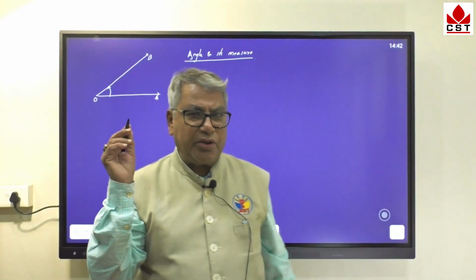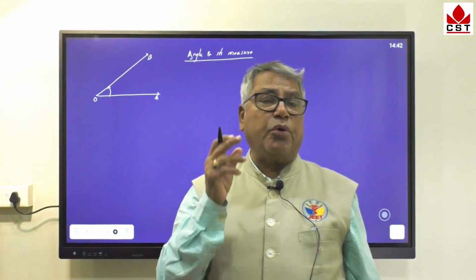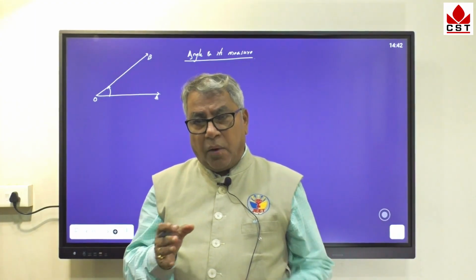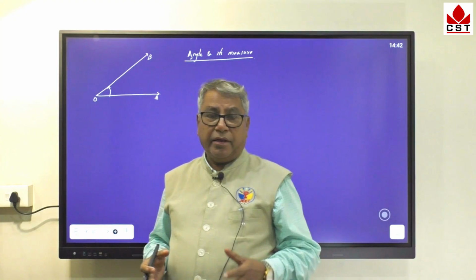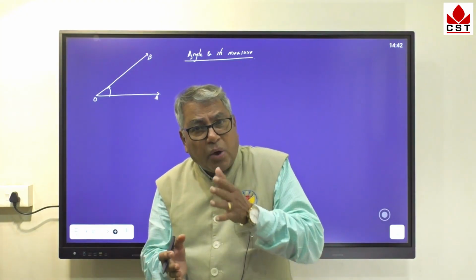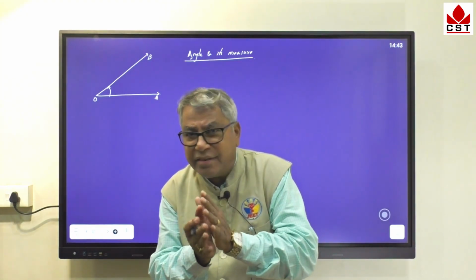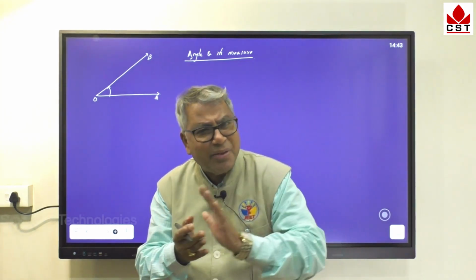Today we are going to see trigonometry. Before trigonometry, we have to discuss the angle. What is the definition of angle? Previously in 10th standard, you know that an angle is a union of two non-collinear rays. It is not sufficient.